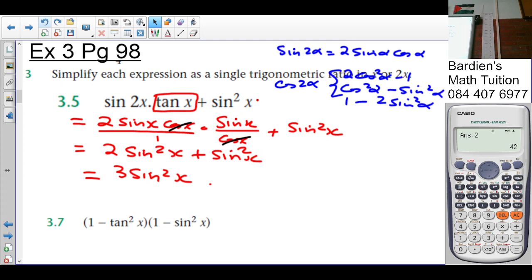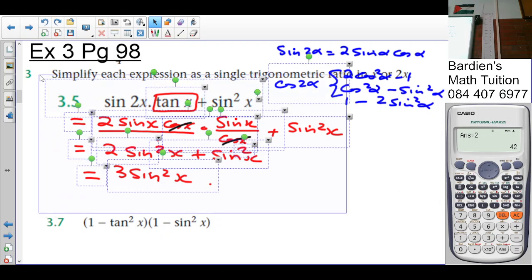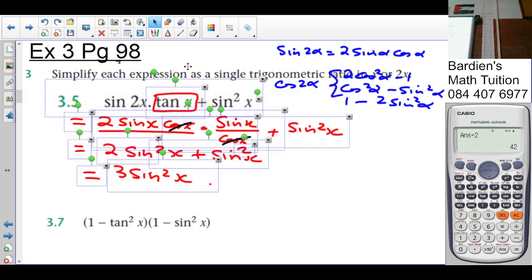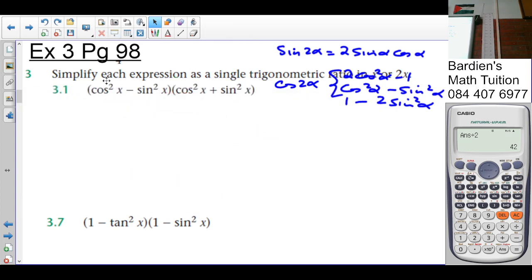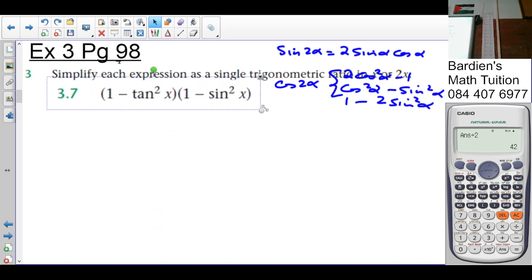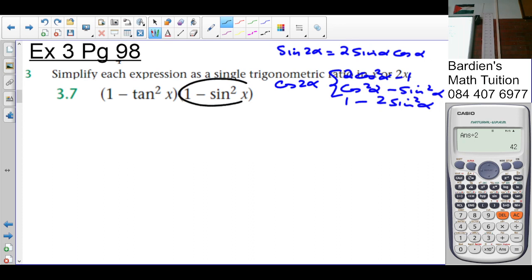Right, so what's going to happen here? What is going to happen in 3.7? Yeah, let's pick up the pace, otherwise they're going to finish that one. 3.7, what's going to happen here? Tan changes, right? What can happen here? Cos squared x.